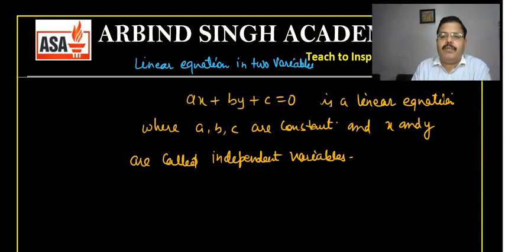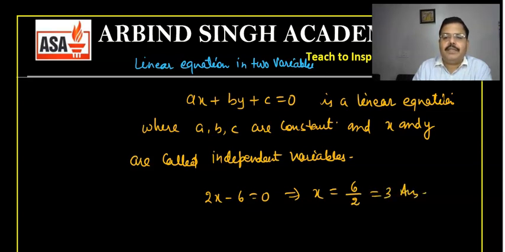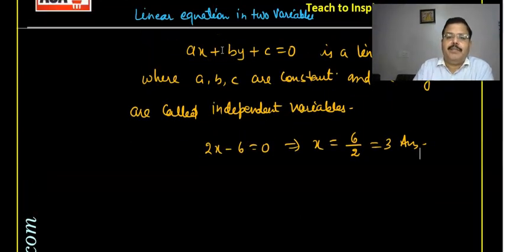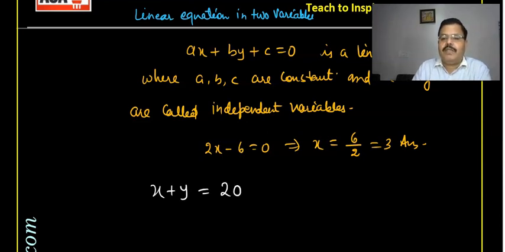So what will be the solutions? If I am writing a linear equation in one variable, say 2x minus 6 is equal to 0, in that case only one equation is enough to find the value, that is 3, and 3 will be the answer. But whenever there is an equation in two variables, then you cannot have solutions exactly by using this fact. Suppose I am writing here a simple equation, that is x plus y is equal to 20. In that case, what will be the solution?